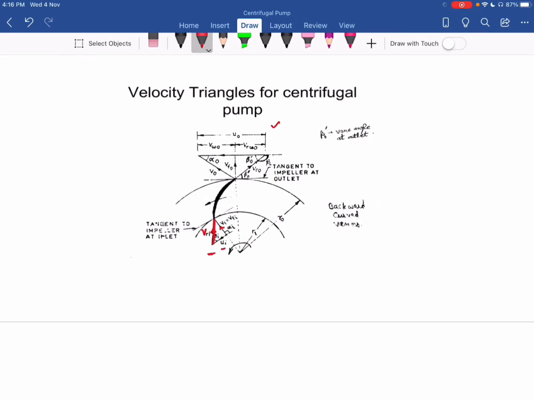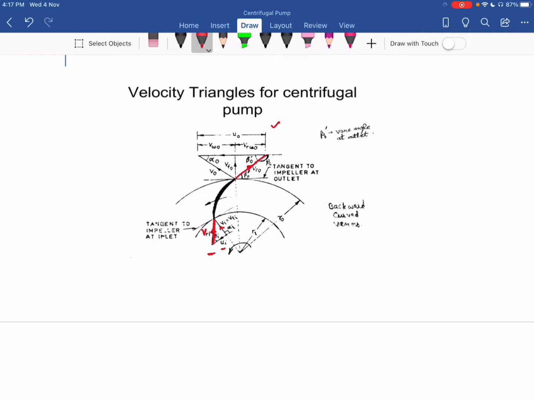Then water leaves at velocity VRO. Correspondingly, we have other components of velocities: VO, the whirl component and flow component, and the vane angles. The vane angle is beta O, and the guide vane angle is alpha O. So these are at the outlet.